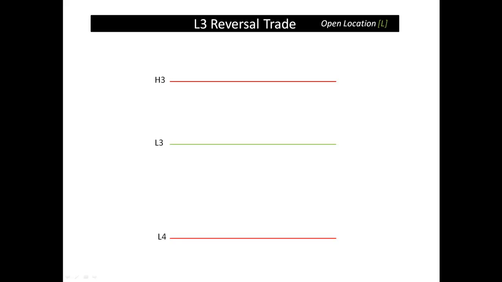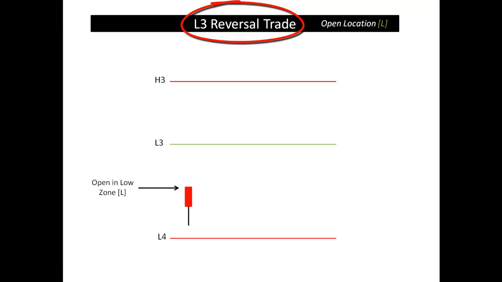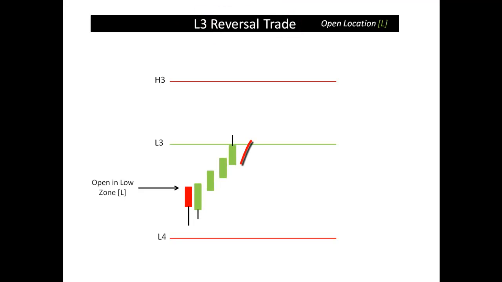Okay, let's go on now. We're going to move down to the low zone. Okay, what happens when we open in location L in the low zone? All right, so we have an L3 reversal trade here. We open in the low zone. We push up. We trade above the L3. Okay, and that's where we're going to get long. We're going to buy here at L3.